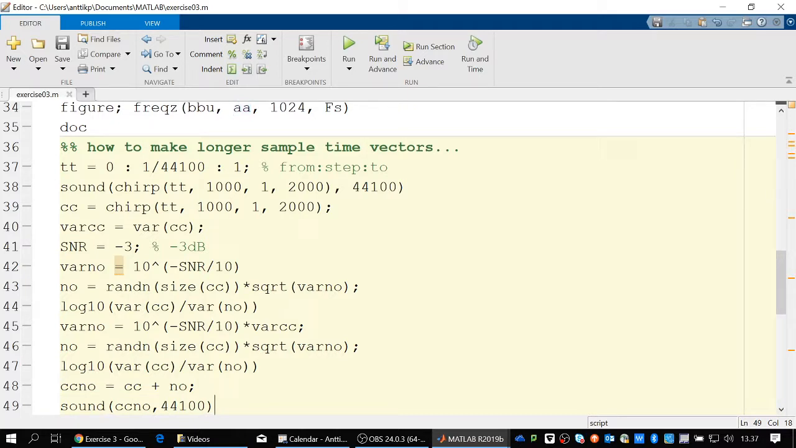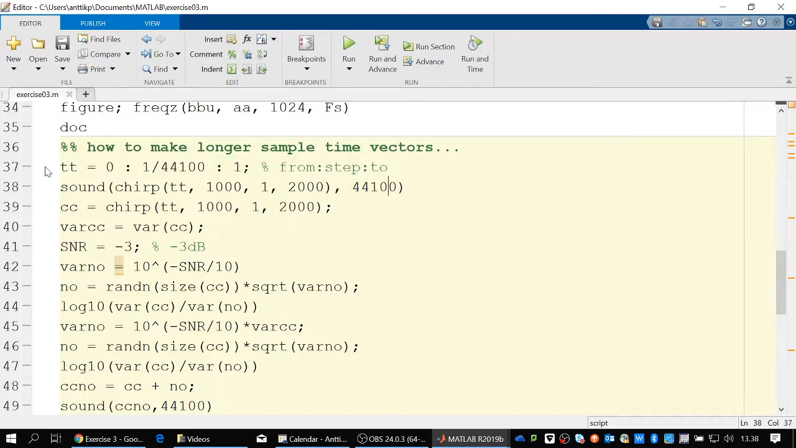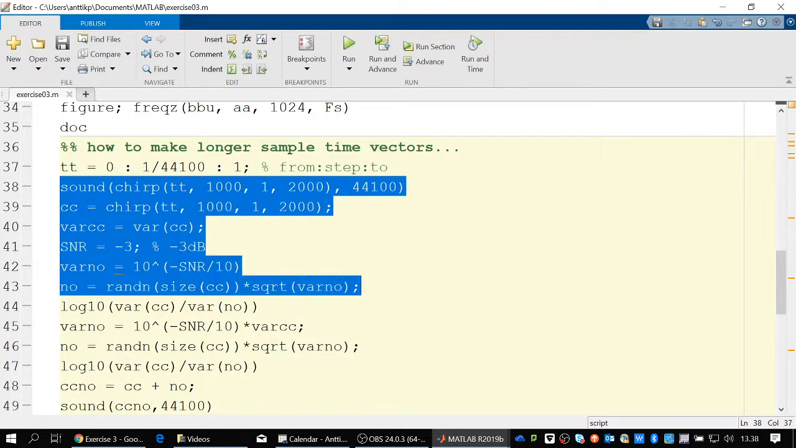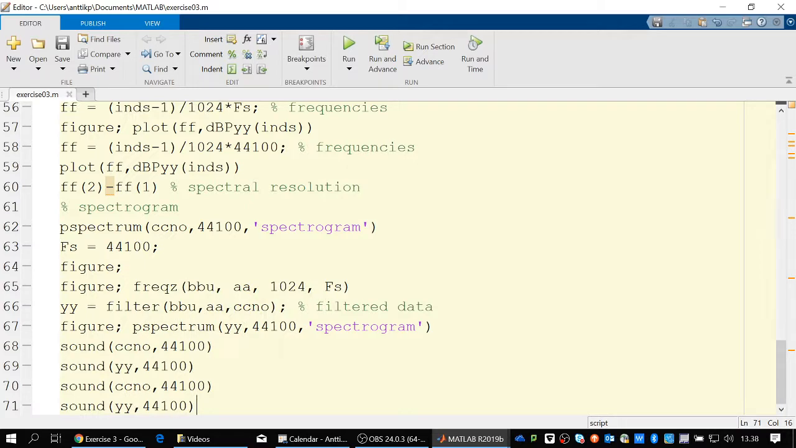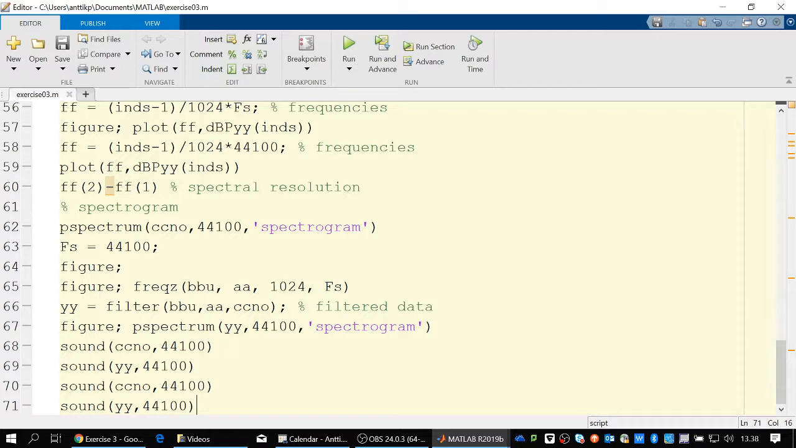Then I played with longer time sampled vectors like in here. So basically generate the sample time vector. So from step to then sound, and then sounded the chirp. Tried it out, and so on. And finally, I calculated the spectrogram.